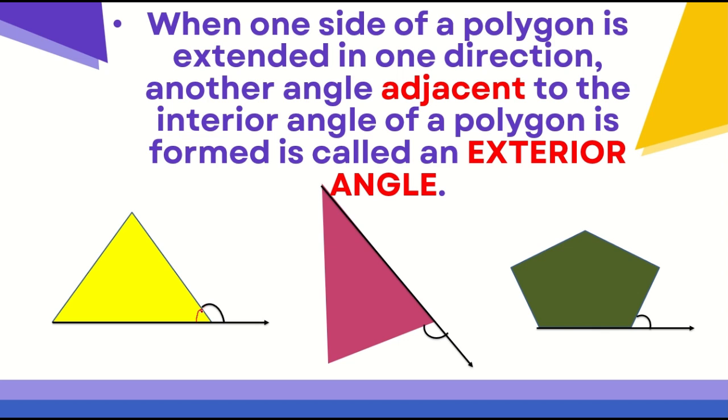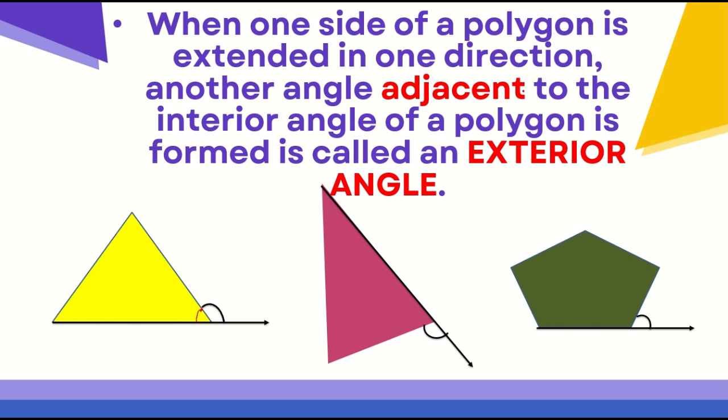Meaning to say, ito yung angle na they share common vertex. Meron silang common vertex din. And of course, this is the angle nakasunod nung interior angle. Okay, tandaan mo yon. Have the same vertex and they share one side. Ito yung side na yon, yung ating in-extend. Tandaan mo, okay? Or lying to the next side doon sa ating interior angle. So that is your exterior angle.